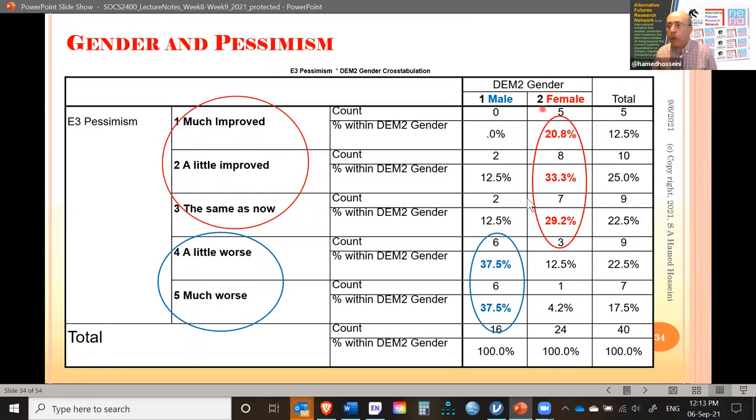They're showing a little bit more optimism. Whereas men here, you can see that a lot of them have ticked a little worse and much worse. So they're showing more pessimism compared to women. So we have detected here a relationship between two variables, pessimism and gender. We can say, based on this frequency table divided by gender, that females are more likely to be optimistic compared to men, according to this distribution of the percentages or frequencies.